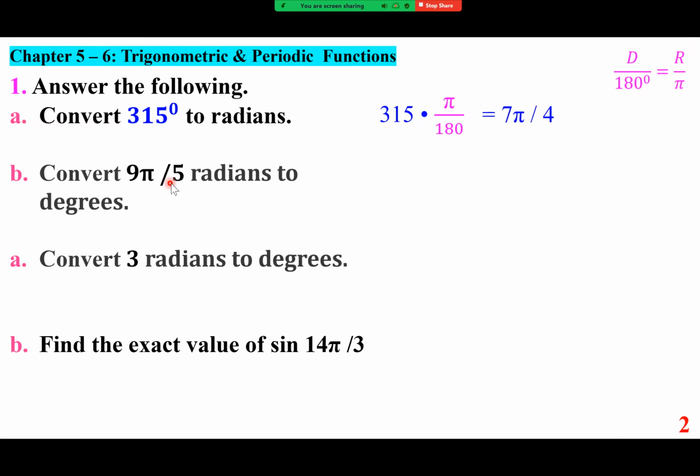We're going to convert 9 pi over 5 from radians to degrees, so it's the reciprocal of that. Or you can say, I'm going to put 9 pi over 5 here and find d by the cross product. Either way is fine. So multiplied by 180 over pi, of course, the pi's cancel each other. And then 9 times 180 divided by 5, or 9 times 36, is 324 degrees.